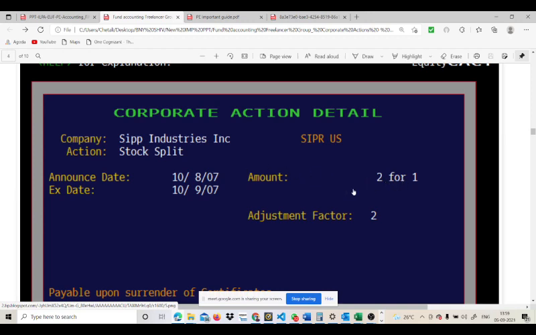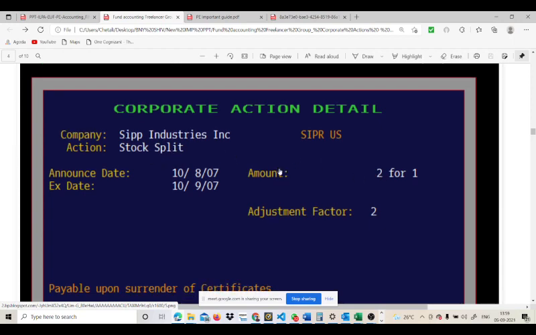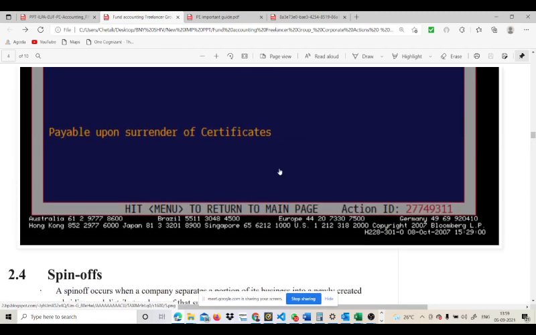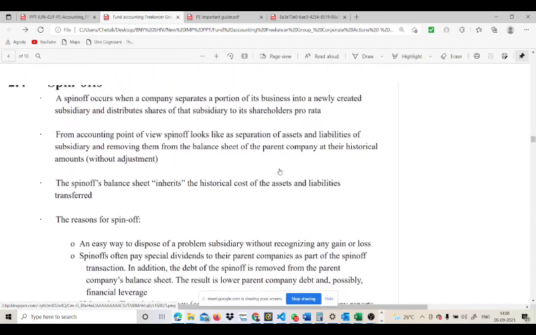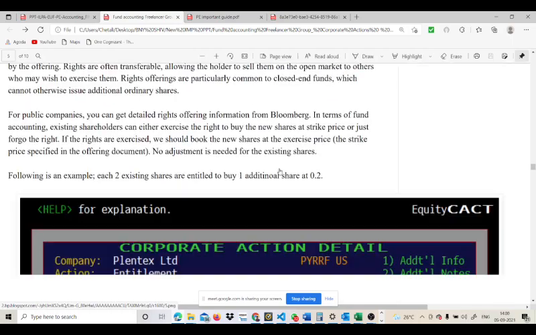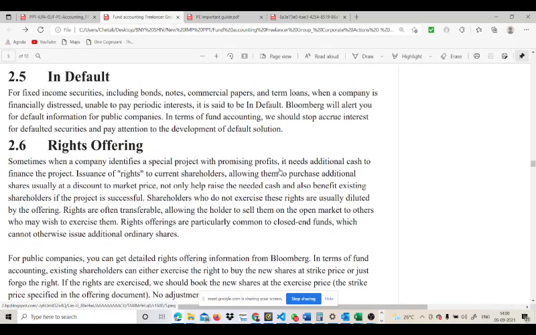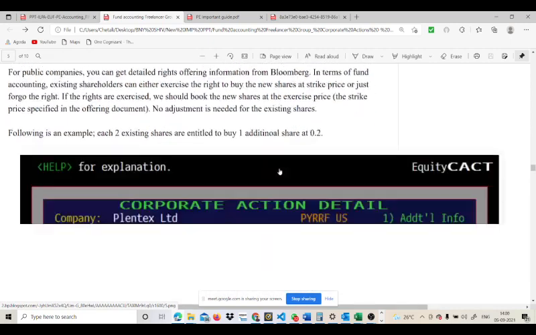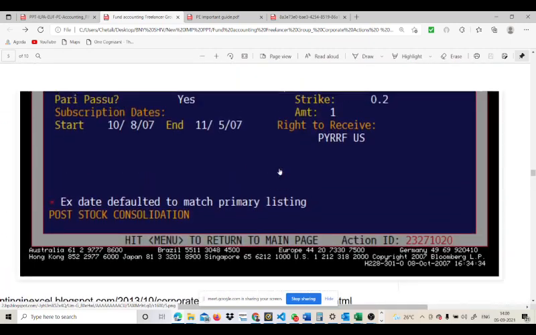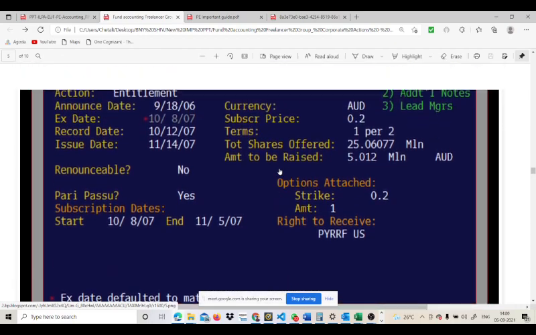Sorry, if you have 1, then you will have 2 new stocks. So that is how a stock split works. Listed factor, surrender of certificate, spin-offs. You just go through all this material that I'll forward you right away. Rights offering and all. See this information as well.